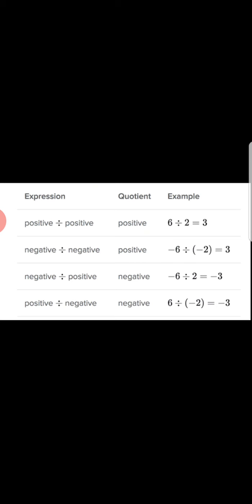If a negative integer is divided by a positive integer, then the answer will always be negative. Like negative 6 divided by 2 is equal to negative 3. If a positive integer is divided by a negative integer, then the answer will always be negative. For example, plus 6 divided by negative 2 is equal to negative 3. These rules are the same as the rules of multiplication.